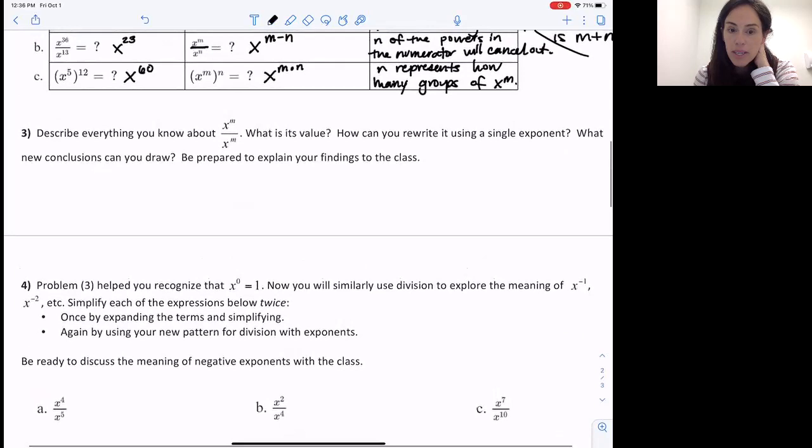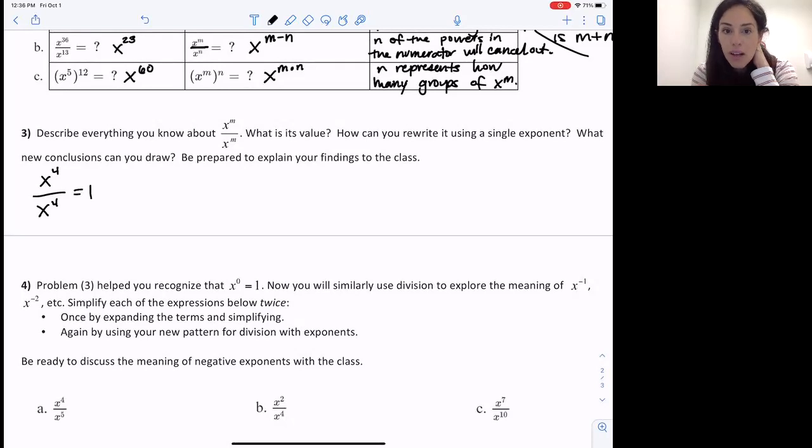Okay, let's talk about this. Instead of using x to the m over x to the m, I'm going to plug in a number for m because I think it makes it a little more concrete. So what if I had x to the fourth over x to the fourth? Well, I know that's the same thing over the same thing. All 4 of those x's in the numerator are going to cancel with all 4 of the x's in the denominator. That's going to be 1.